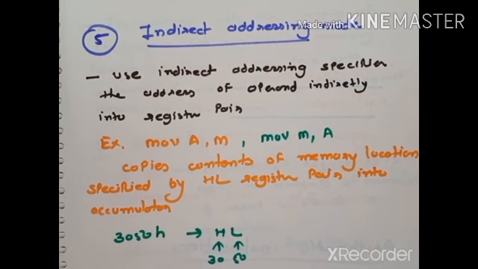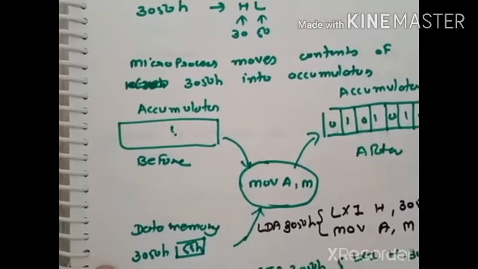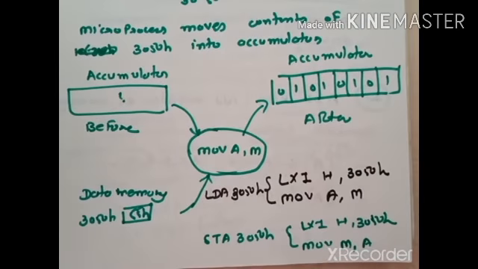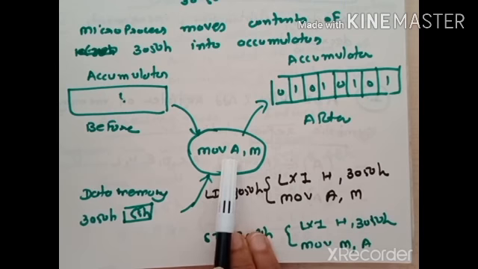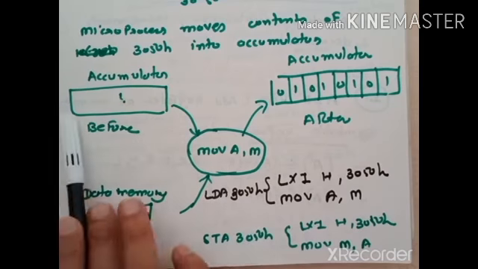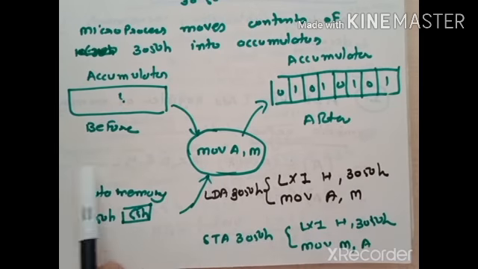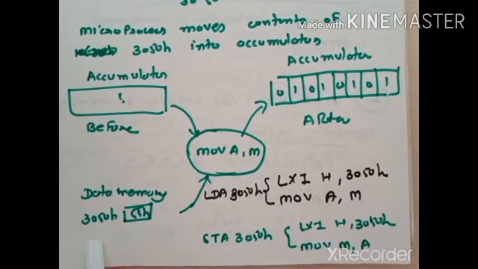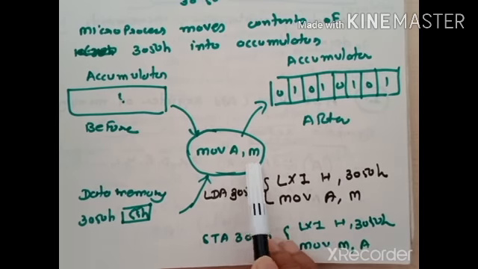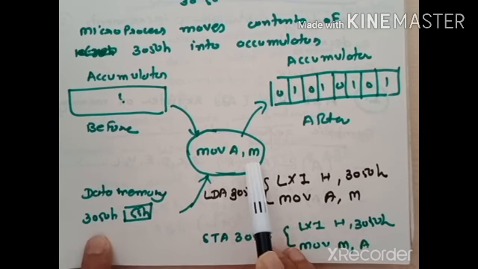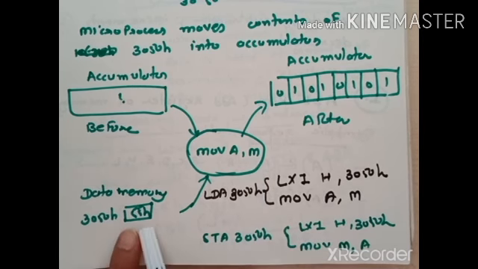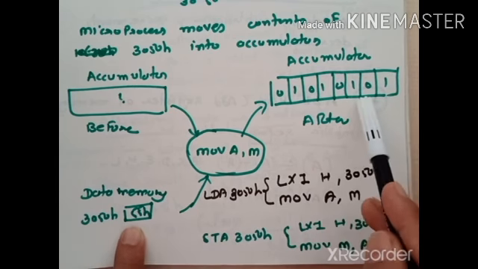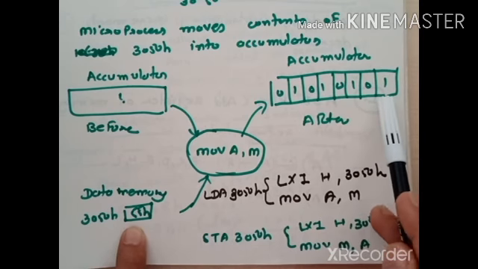Explanation about this instruction, MOV A, M. Before execution of this instruction, the content of the accumulator is unknown. The data memory, that means the memory uses address 3050, and the content of 3050 is 55H. After execution of this instruction, the content of the accumulator is 55H.